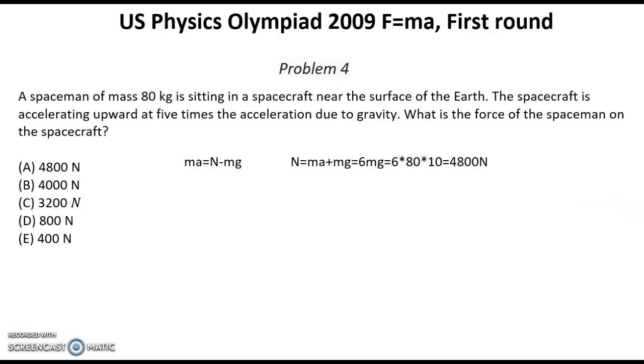This is the normal force which is acting from the spacecraft on the spaceman. But with the same force he is acting on the spacecraft. And the solution is A, 4,800 newtons.